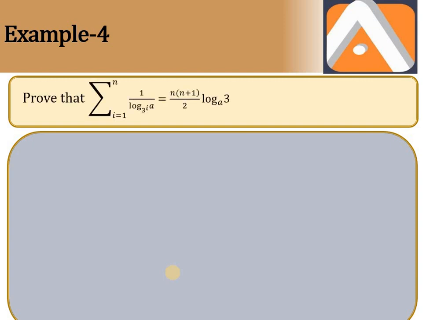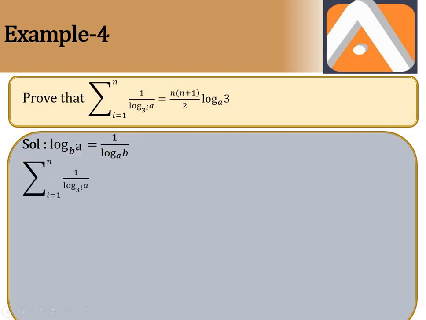So see here, summation I equal to 1 to n of log a to the base 3 raised to I, they have given 3 raised to I. They are asking to prove this, left side equals right side. See here. What I am going to do is use the formula: log a to the base b can be written as 1 upon log b to the base a. So if you bring the logarithm term from numerator to denominator, the base and the logarithm value will interchange.